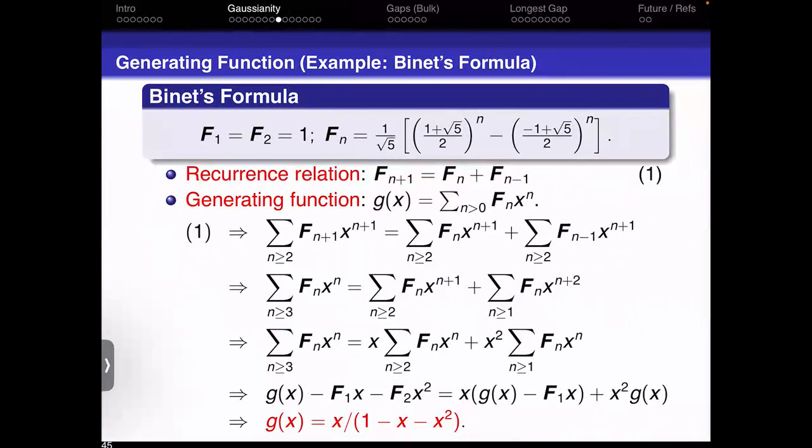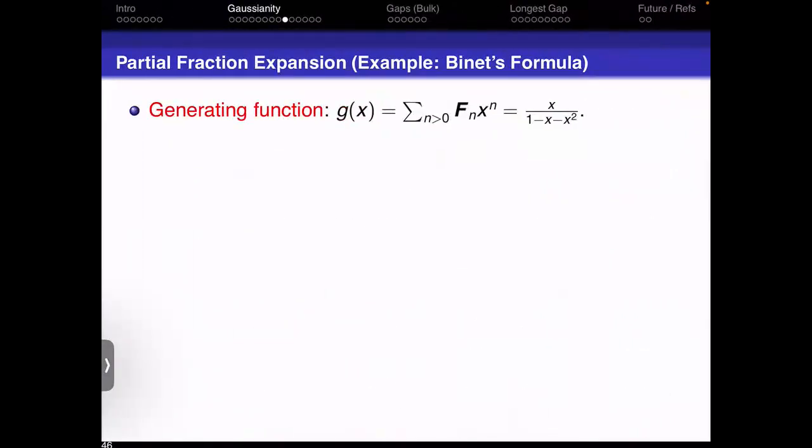And we now have a formula for g of x. Well, g of x is defined as the sum of f_n x^n. So the hope is we can somehow pass from this to expressions for the f_n's. And so we have our generating function. You might try to expand x over 1 minus x minus x squared as a geometric series, where the denominator is 1 minus r, where r is x plus x squared. Try doing that and see how painful it is, because x and x squared have different degrees, so when you expand it out, it becomes a mess.